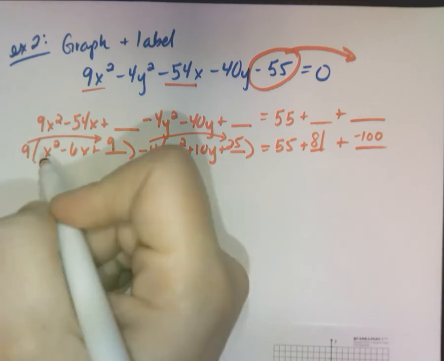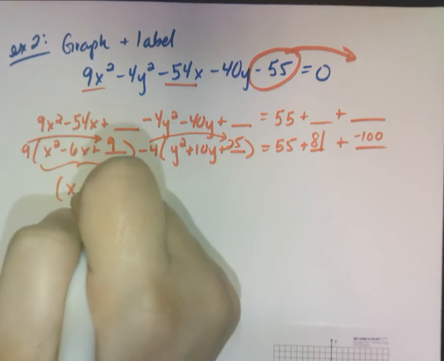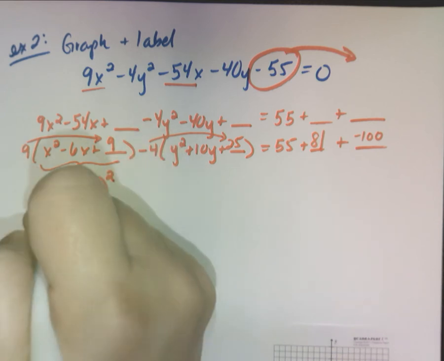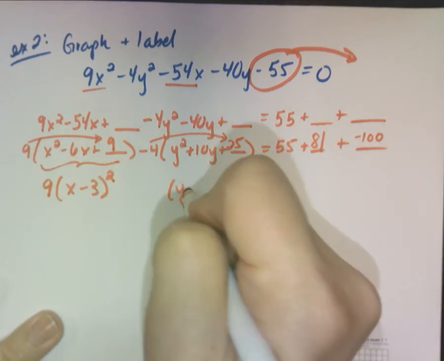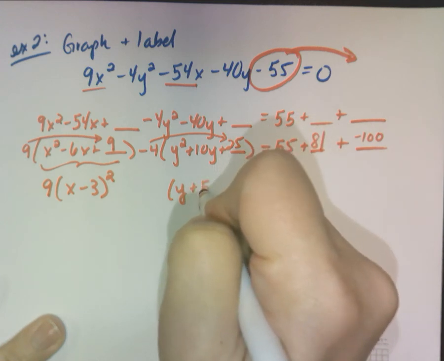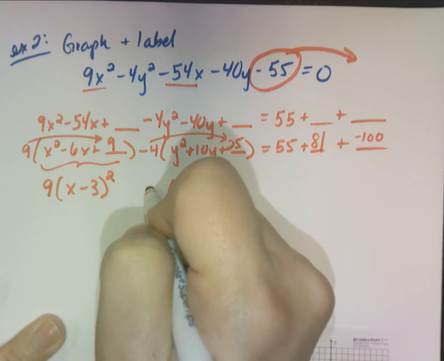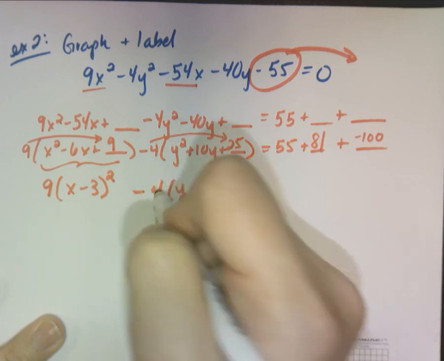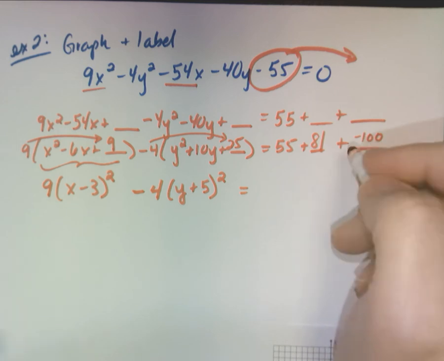Then I rewrite this. Remember, this is a perfect square trinomial that can be factored into x minus 3 squared. Keep the 9 on the outside. This is a perfect square trinomial that can be factored into y plus 5 squared. 5 times 5 is 25. That's where. Put the minus 4 here. And then 55 plus 81 and negative 100 make 36.